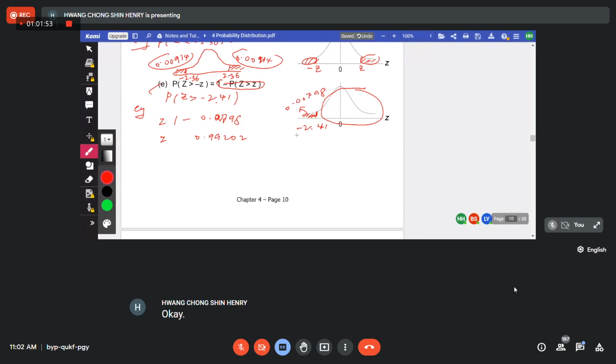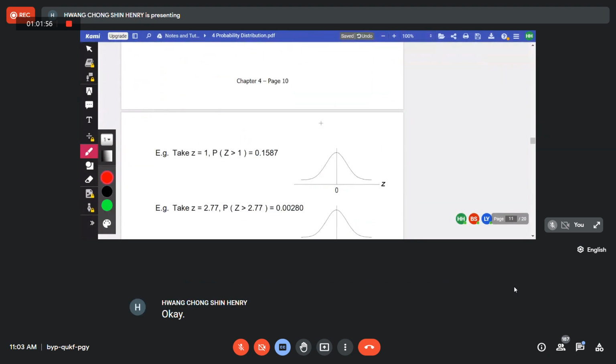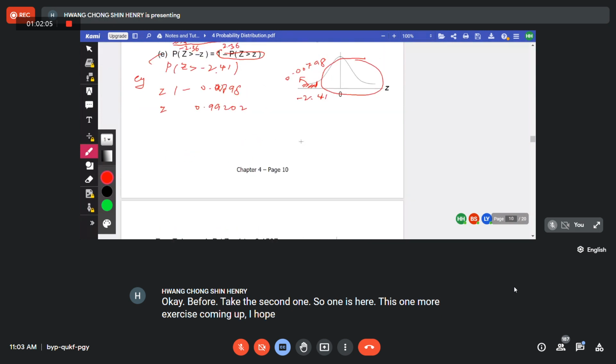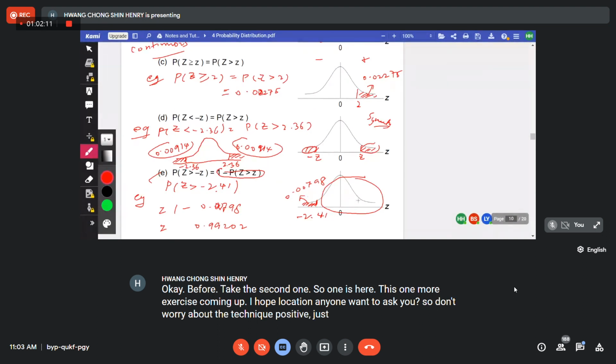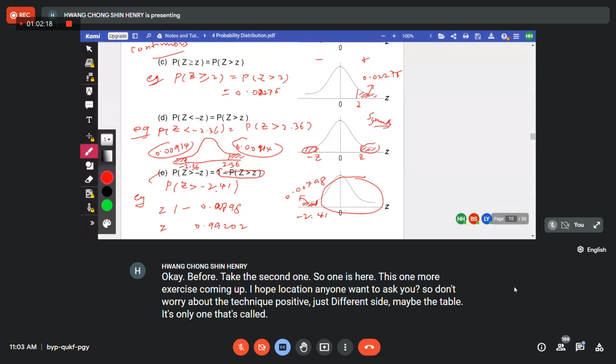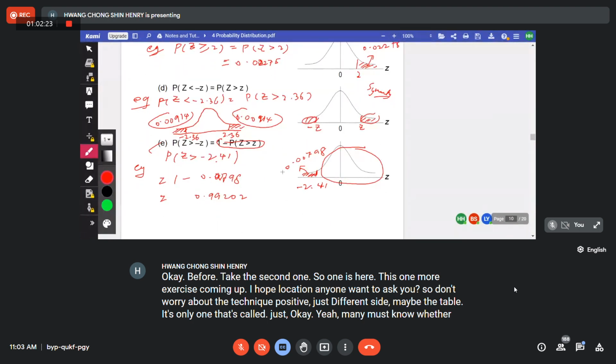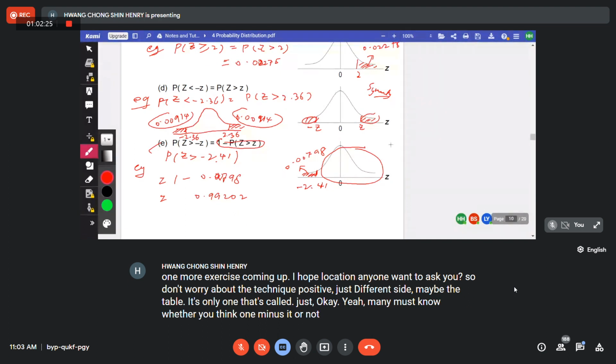Okay, we go on now. Take z equal to 1. So 1 is here. This one is more exercise coming up. I hope no question. Anyone want to ask any more question from here? So don't worry about the negative positive. Just mark positive right side, negative left hand side. But when you read the table, there's only one z score. Just read the number only. Okay, then you must know whether you need to take 1 minus it or not. See which side you want.